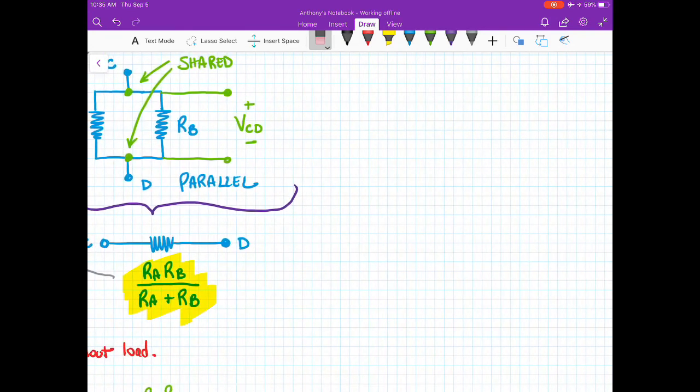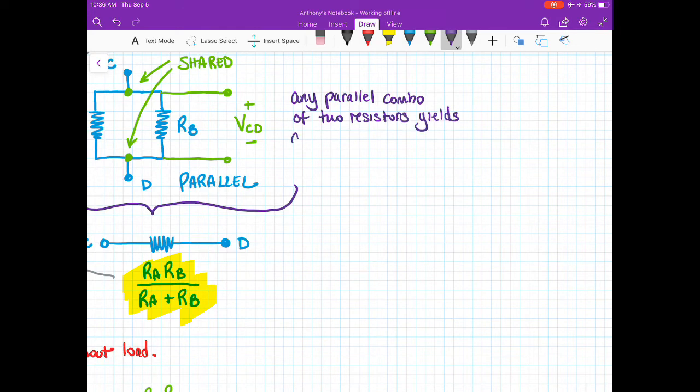The general rule is that any parallel combo of 2 resistors yields an equivalent value smaller than the smallest original value.